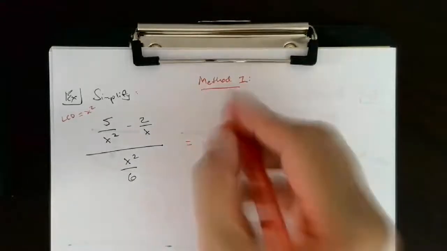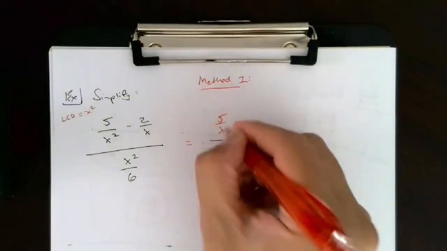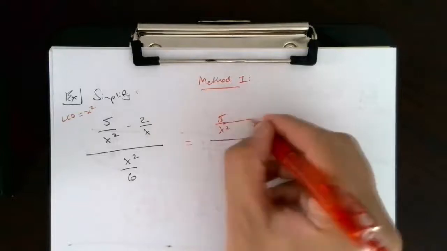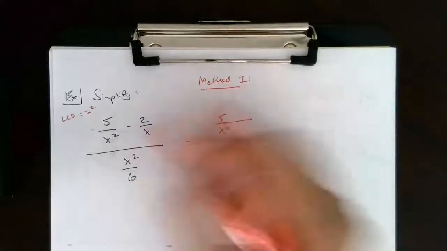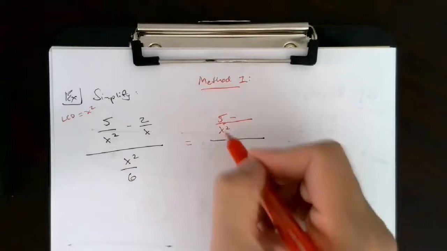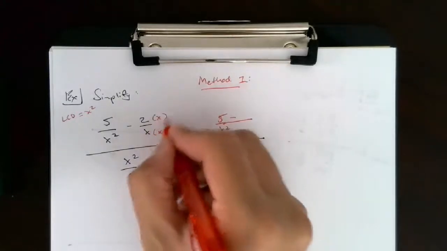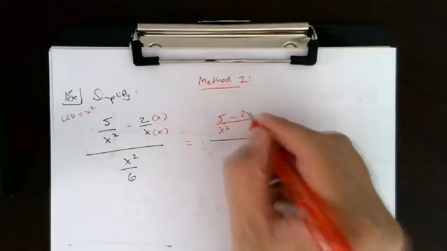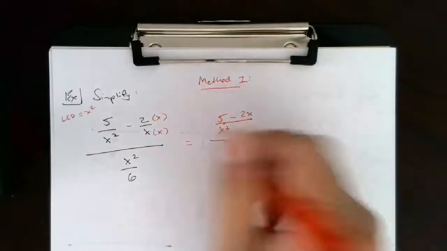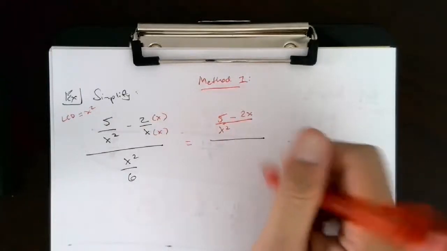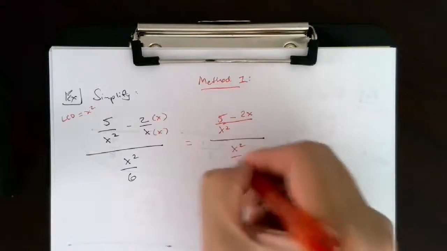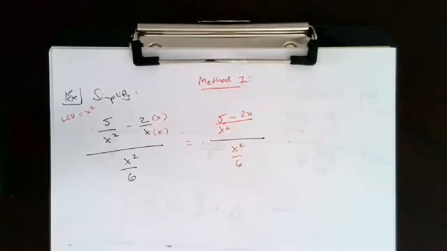So when I go to rewrite this, here's my main fraction bar. 5 over x squared, I'm going to keep this 5 over x squared. Actually I can write the whole thing over x squared because that's going to be my common denominator. Minus, now, x times what gives me x squared? x times x will give me x squared, so then I have to do the same thing in the numerator, so it's going to be minus 2 times x, which is minus 2x. So we have 5 minus 2x all over x squared. And then this is over x squared over 6 because it's already a single fraction.